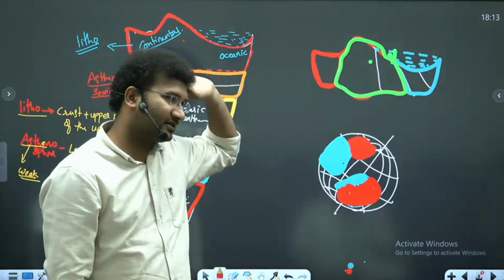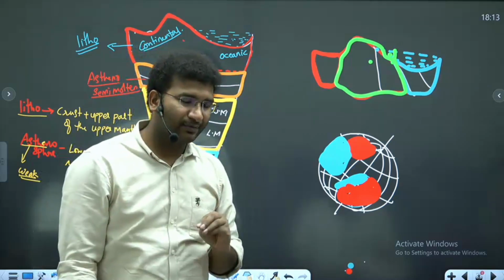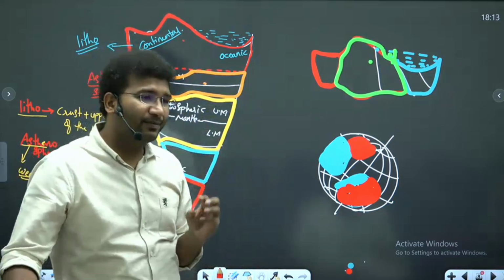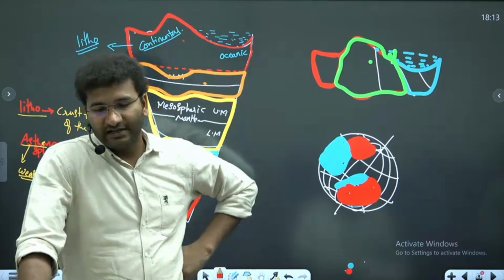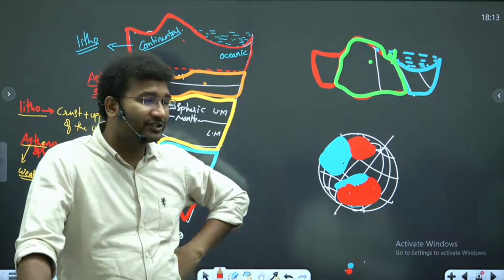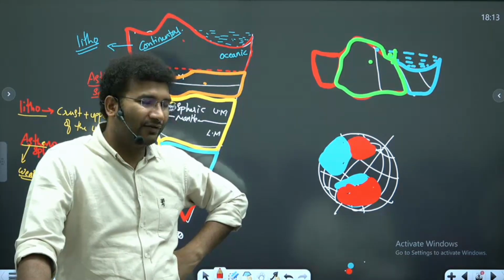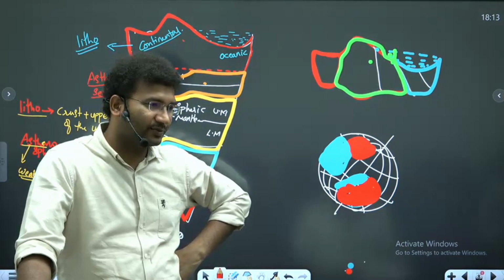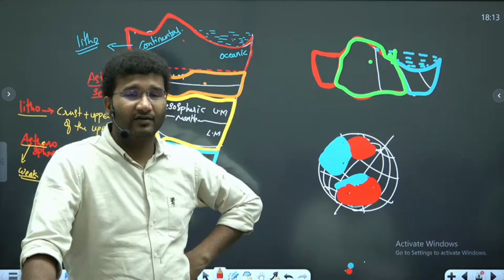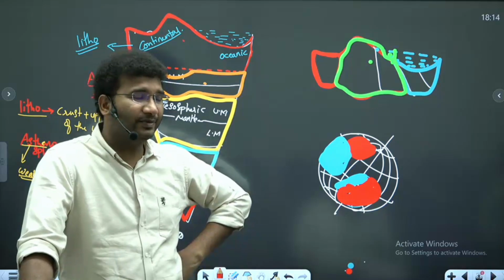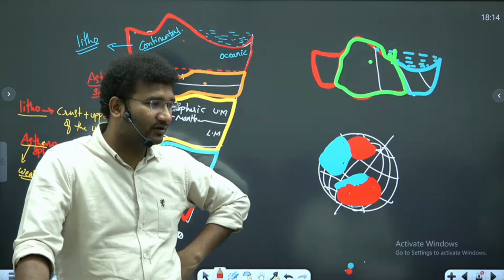lithospheric plates. For the first time I am using the word plates. Now what are these plates? Plates are disintegrated pieces of the lithosphere which are floating on the asthenosphere. Plates are disintegrated pieces within the lithosphere and which are floating on the asthenosphere.